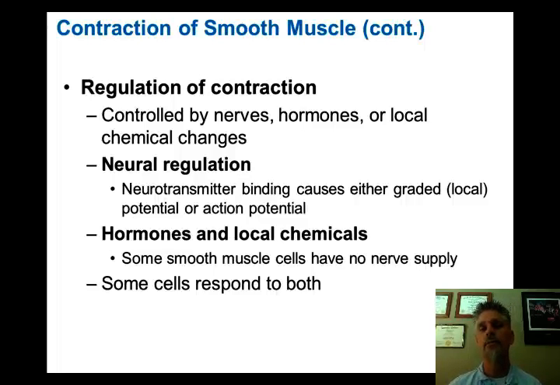Now in terms of control, we saw with skeletal muscle, it's basically motor neurons, voluntary neurons telling it when to contract. What we get now with smooth muscle is it can be both neural from the autonomic nervous system as well as hormones or even local chemicals telling it when to contract.